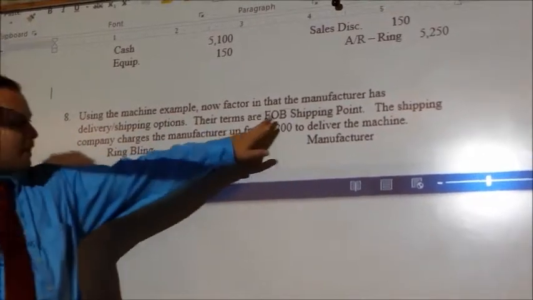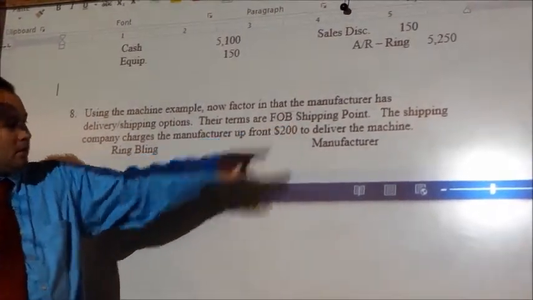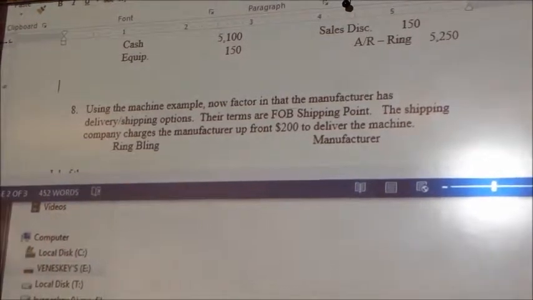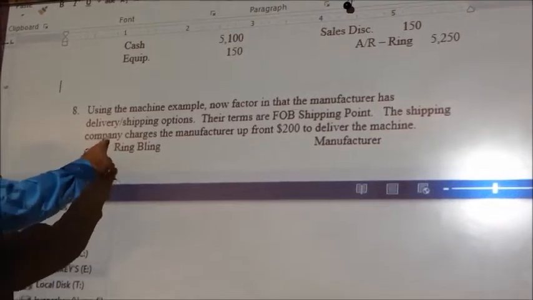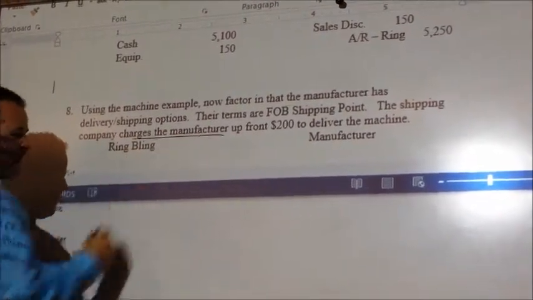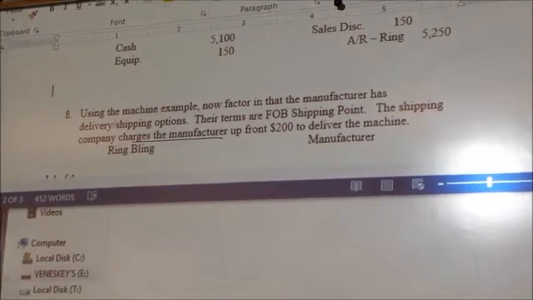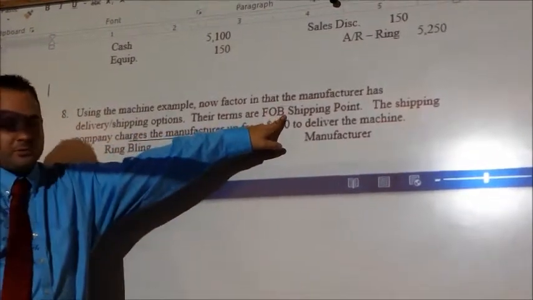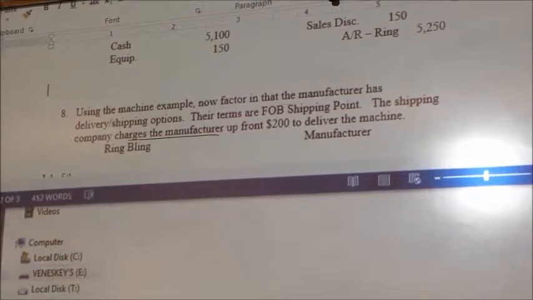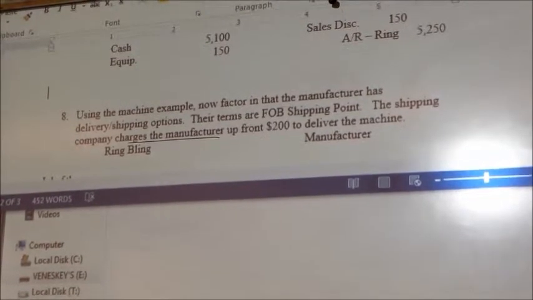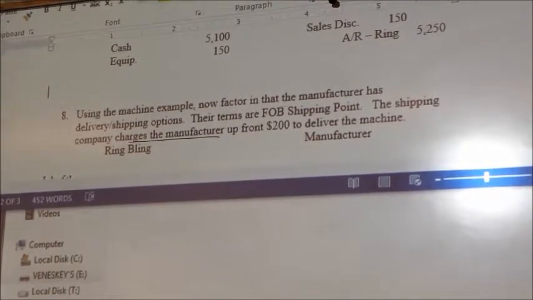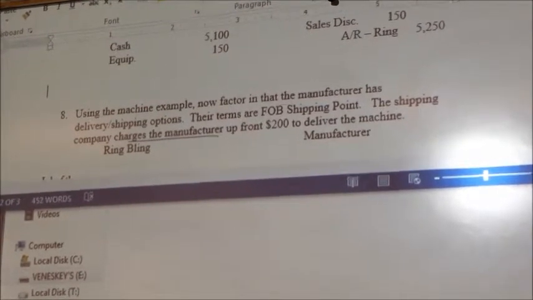Key things here. Obviously we have to know what the terms are, FOB shipping point. And then the other key item is the shipping company charges the manufacturer. UPS could care less what your shipping terms are. They don't care. They just want their money up front. So they're not going to wait around for the buyer to pay them. They're going to have the seller pay it, regardless of what the shipping terms are.